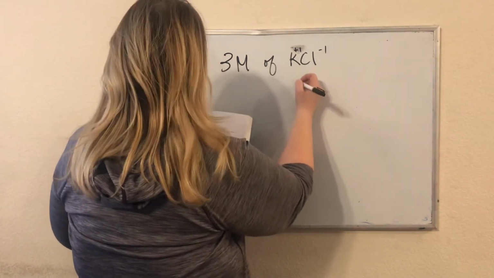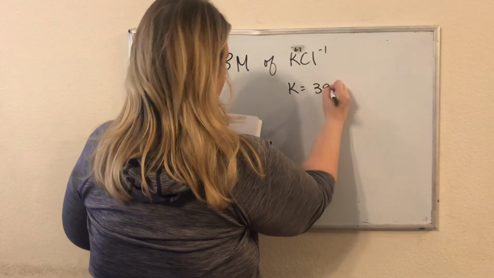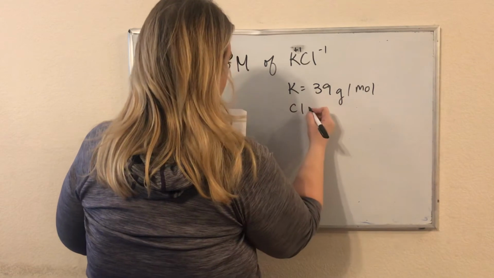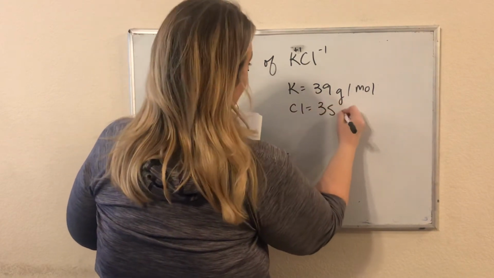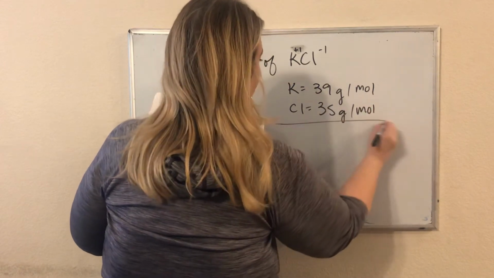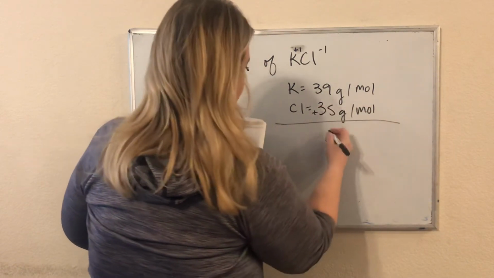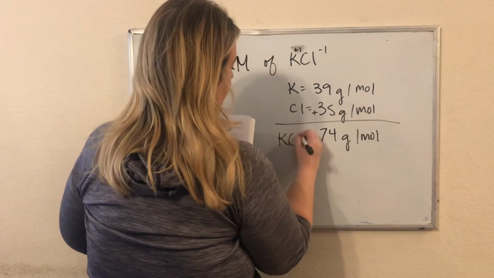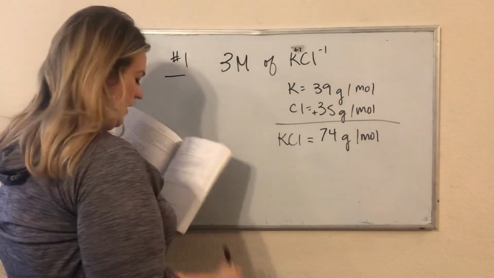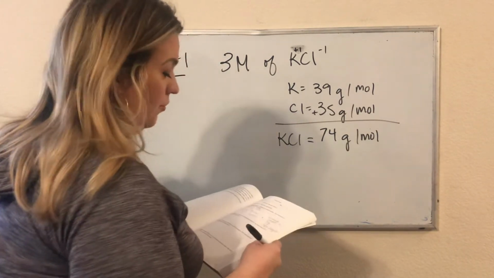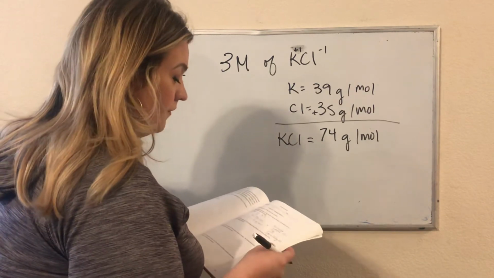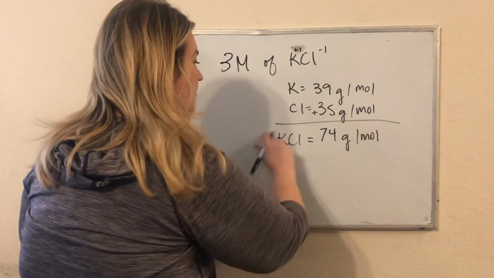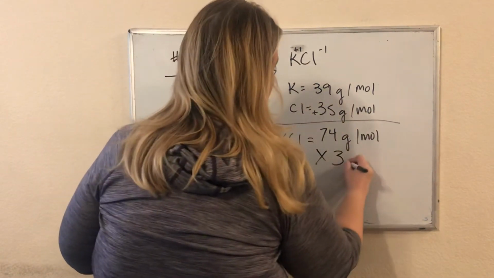So potassium weighs 39 grams per mole. And then chlorine or chloride weighs 35 grams per mole. So the molecular weight is 74 grams per mole. Okay, that's what potassium chloride weighs, okay? So we're gonna make a 3 molar solution of the potassium chloride. So we need to add 3 moles of this. So I'm going to multiply it by 3.